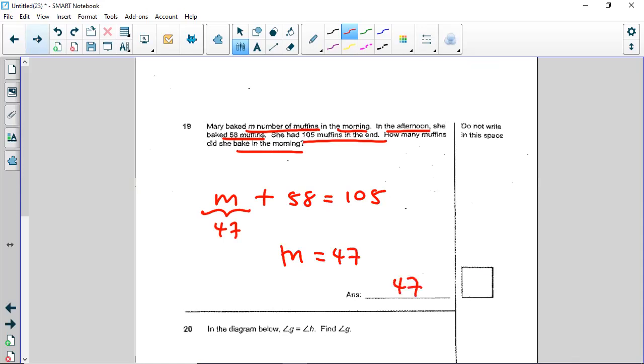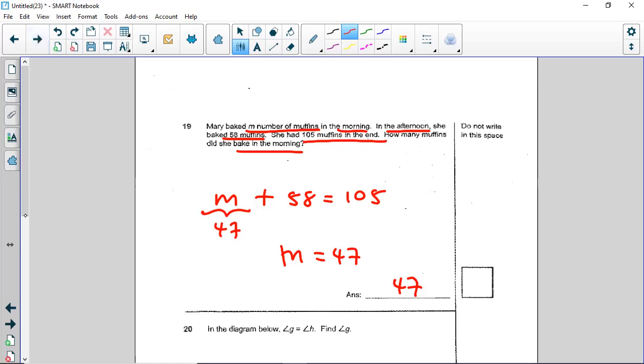Okay, so you're asked to find the value of M. What does M stand for? M stands for 47. Okay, so next week onwards, you have to start doing your algebra problems already, including circles, all right, circles as well. So you don't leave the question blank anymore.